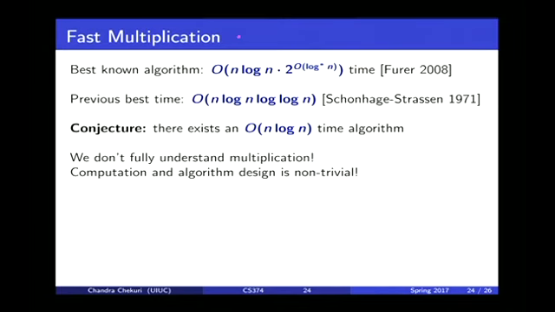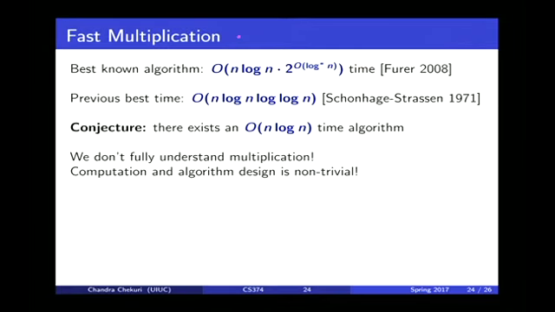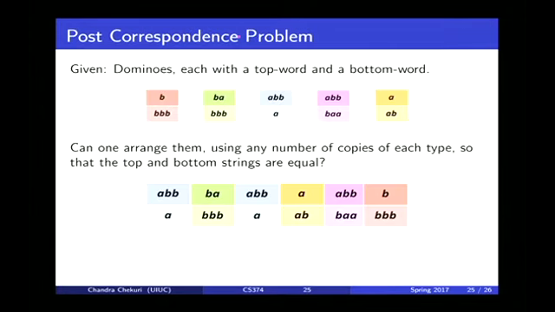And so that's why computation and algorithms are tricky. You can never tell so easily what is the right answer. So here is another problem. It's called the Post Correspondence Problem, and it's very simple. So what is it? I give you tiles like that. Each tile has one string on the top and one string on the bottom. That's the input.